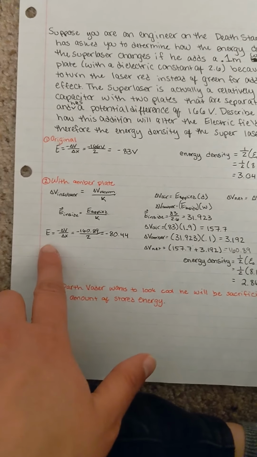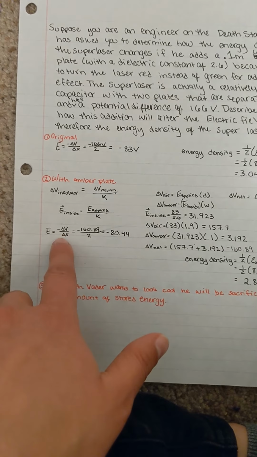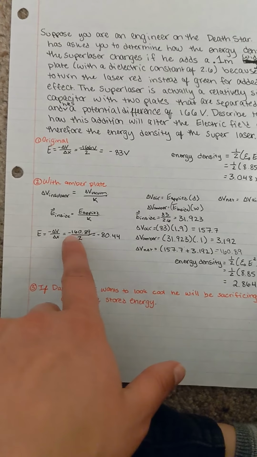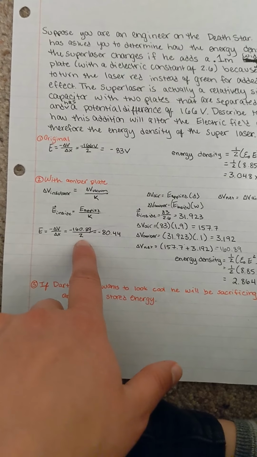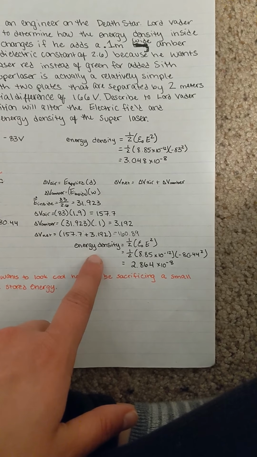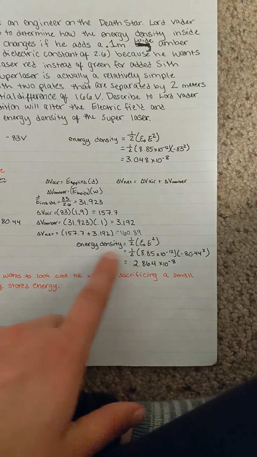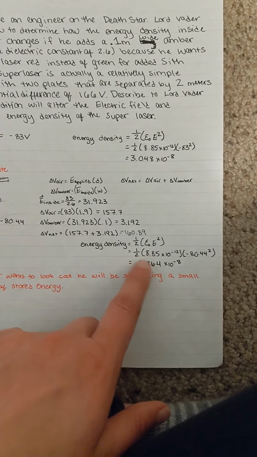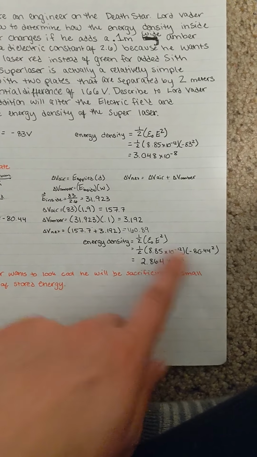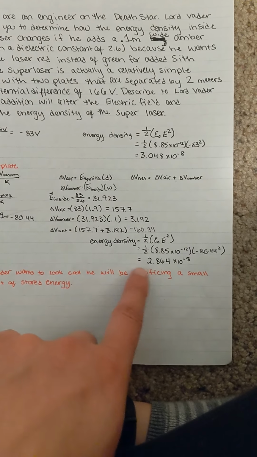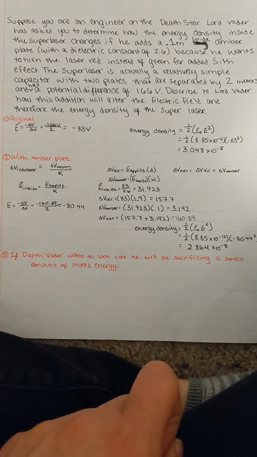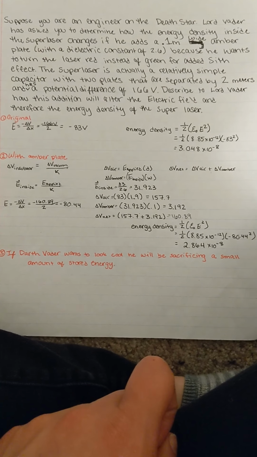We use that to calculate our electric field, again the negative delta V over delta X, just like we did before, except this time we're using our new delta V net, which is negative 160.89 over that same 2 meters, gives us negative 80.44. Then we calculate the energy density of the new condition with the amber plate, 1/2 epsilon naught times E squared, where epsilon naught and 1/2 are the same, and then our new E value we calculated, and that gives us 2.864 times 10 to the negative 8th. Overall, if Darth Vader wants to look cool, he will be sacrificing a small amount of stored energy.